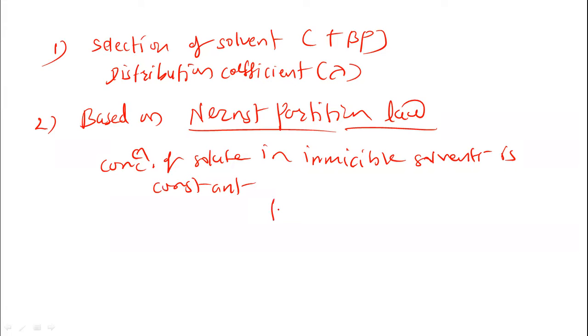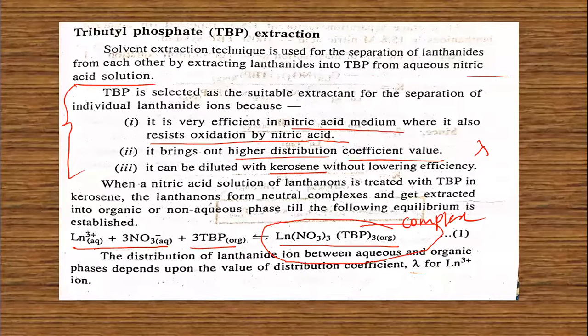So we can write here the distribution coefficient D is equal to C1 upon C2. It will be constant here. So in this way, the lanthanide ions are extracted from the aqueous phase into the organic phase, and the proper separation of the lanthanide ions takes place here. So this is the tributyl phosphate extraction method.